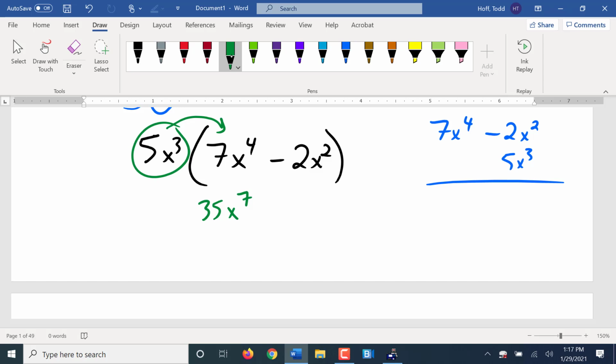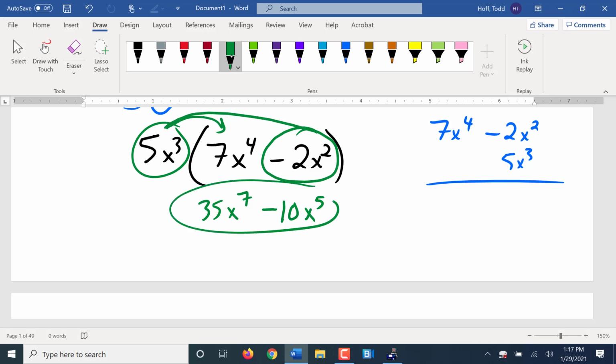Now the second part is what we have to be careful with. That's 5x to the third times negative 2x to the second. The operation goes with the number that comes after it. That gives us negative 10x to the fifth. Good. And that's our result.